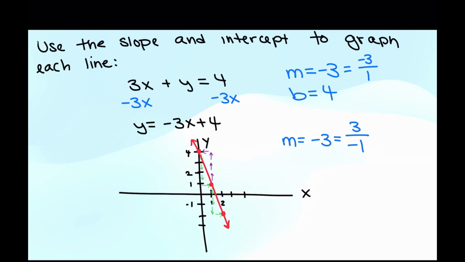Now, I chose to write the -3 as -3 over +1, but I could have written it as +3 over -1. That's the same thing as -3. This means my rise would be +3 and my run would be -1, or to the left 1. And notice that gives us the exact same line. If I just pick a place to start, if you go up 1, 2, 3, and to the left 1, you're still on that same line. So I could have gone up 3, to the left 1, and gotten the exact same graph.